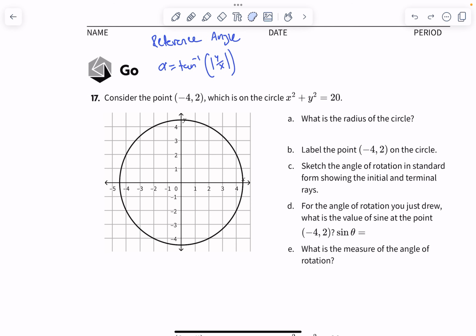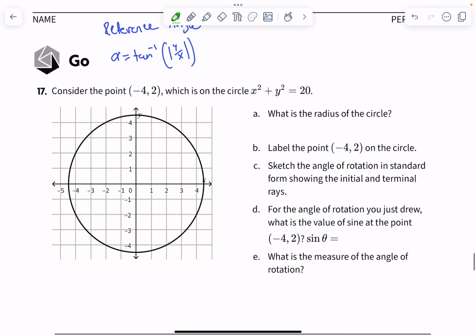I'm going to try to talk about this in different ways. Consider the point negative 4, 2, which is on the circle. So it's on the circle, okay? And this is the equation of the circle, right? I want us to know that this is a standard form of a circle. So what is the radius of the circle?